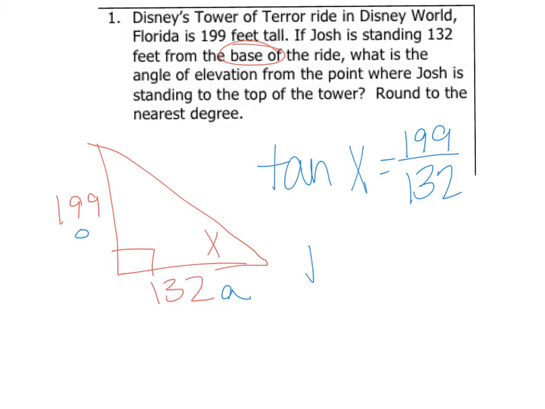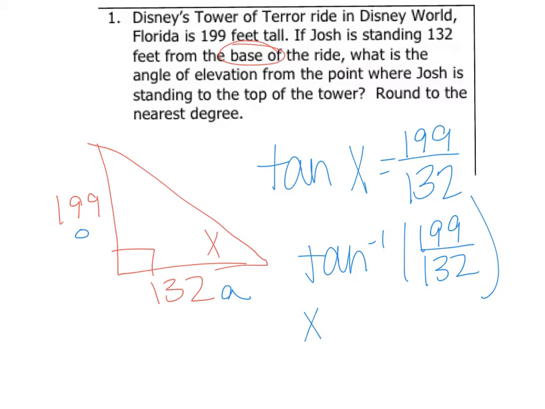At this step, we're going to do inverse tan in our calculators. That's second and then the tangent button of 199 over 132. That gives us that x is equal to 56.4. Now go back and read the question. They want us to round it to the nearest degree, so my final answer would be 56 degrees.